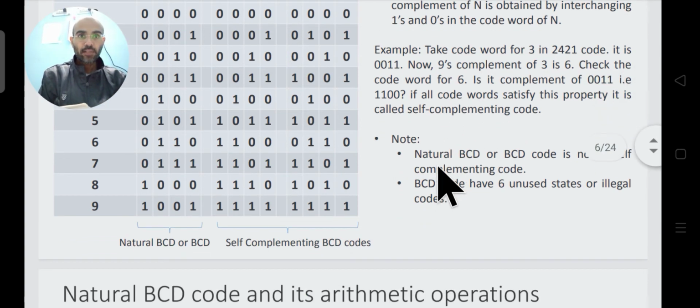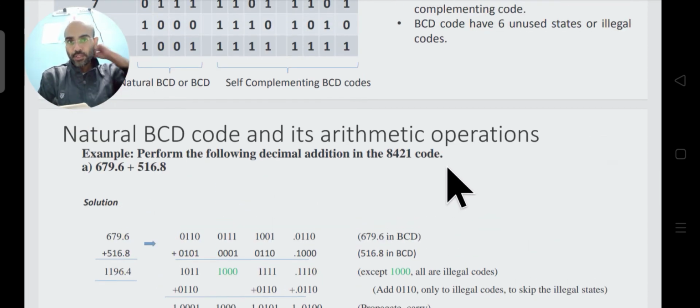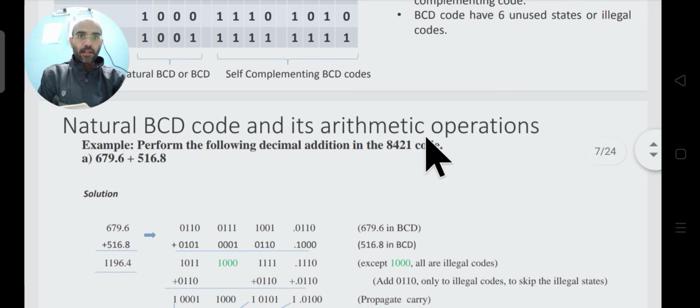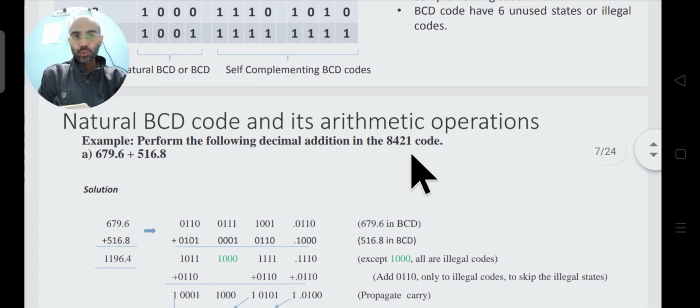Okay, now let's move on to the next slide and try to understand the arithmetic operations of natural BCD numbers. We will understand this with the help of certain examples. So let's try to perform the decimal addition in 8421 code. And why am I taking this 8421 code?